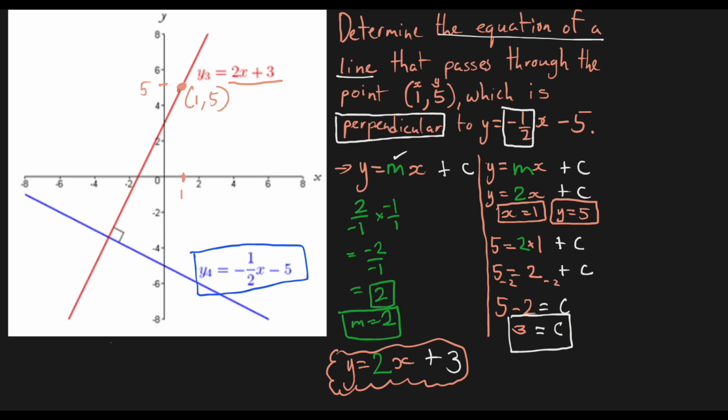Now notice, this point has nothing to do with this blue line here. But what we are saying is it passes through the point (1, 5). And we use that (1, 5) to help us calculate our y-intercept, which is right here, which is 3. Does that make sense? Alright, so let y'all write this down.